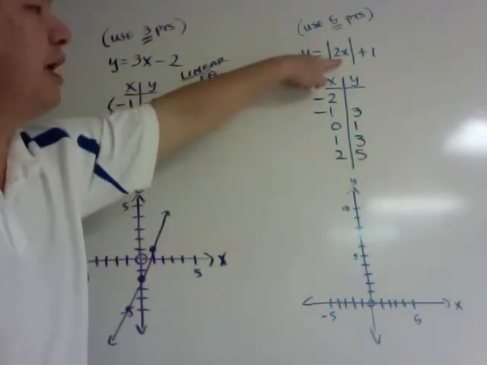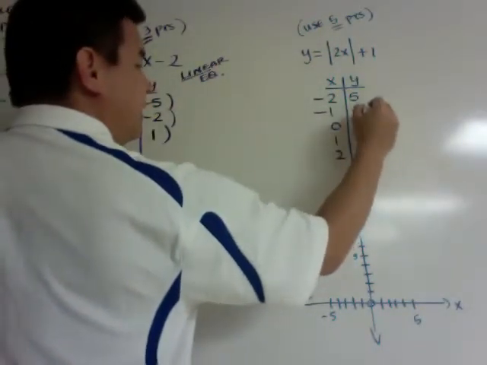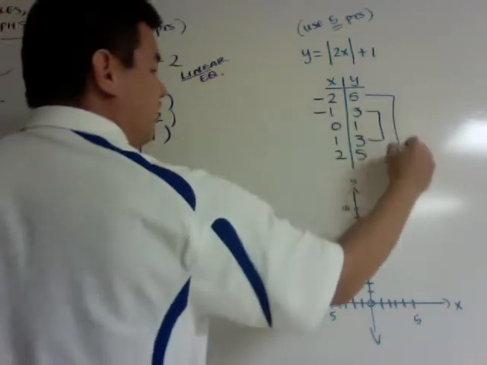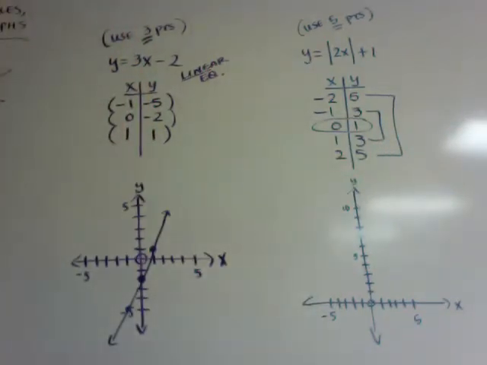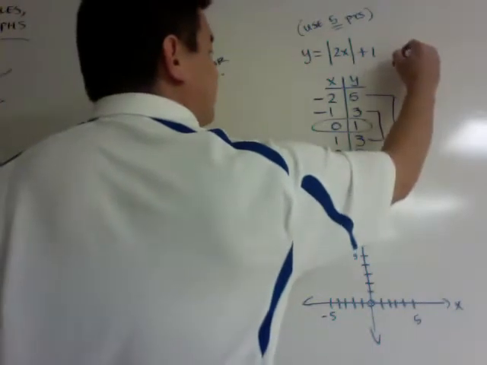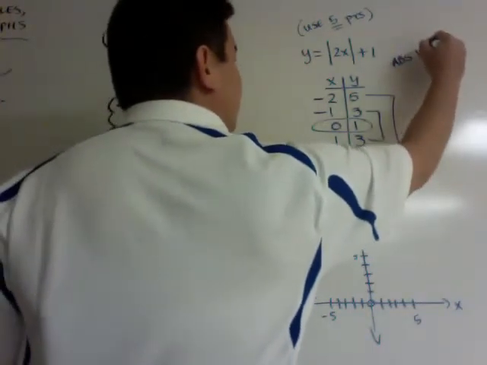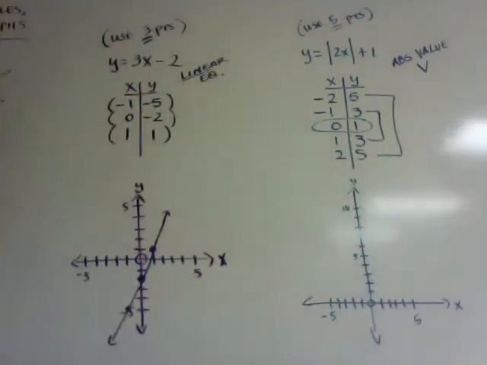Absolute value makes it +4, plus 1, which is 5. You can see that these numbers are the same. And this is what's going to be called your vertex. It's where the bottom of the V or top of the V. When you have absolute value, you are going to get a V. Just think of value with the V.